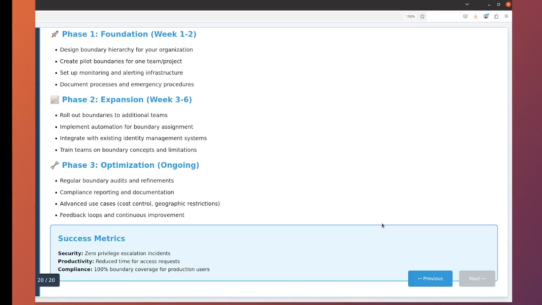Integrate boundary management into your onboarding and offboarding processes. Every new user should get an appropriate boundary, and departing users should have their boundaries reviewed. Most importantly, treat boundaries as living policies. Review them regularly. Update them as your organization evolves, and always be ready to adapt based on new requirements or lessons learned. Remember, permission boundaries are about enabling secure innovation, not restricting it. When implemented well, they give teams confidence to move fast while maintaining security standards.